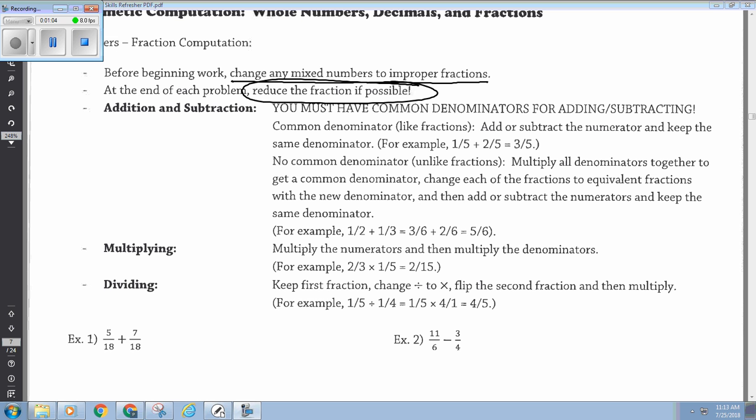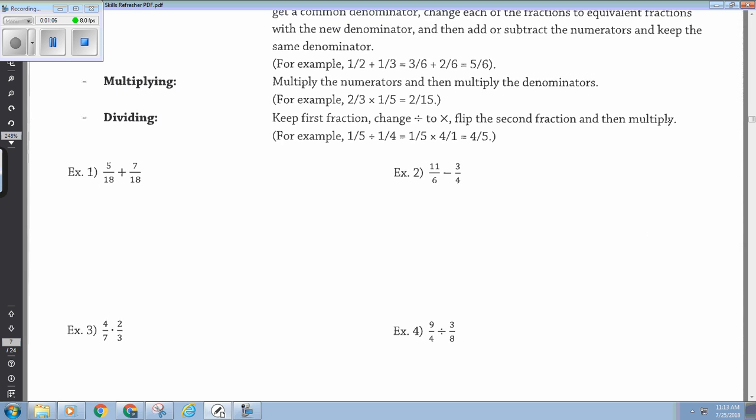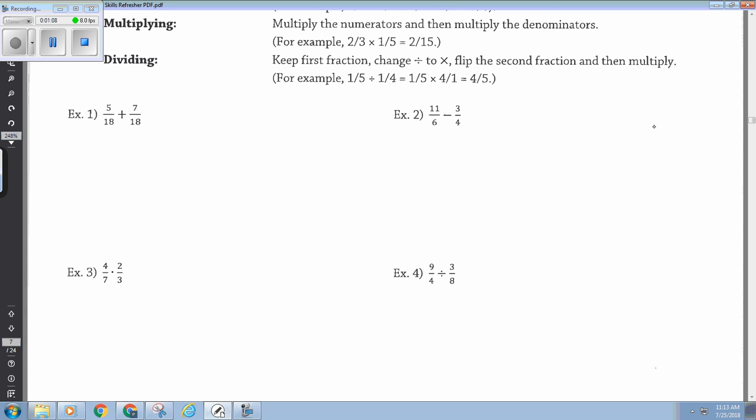So example 1, 5 over 18 plus 7 over 18. If the denominators are the same, then it's pretty easy to get it solved. Take the denominator, leave it as is, then take your numerators and simply add them together. Since there was a plus sign in the middle, we add them. 5 plus 7 is 12.